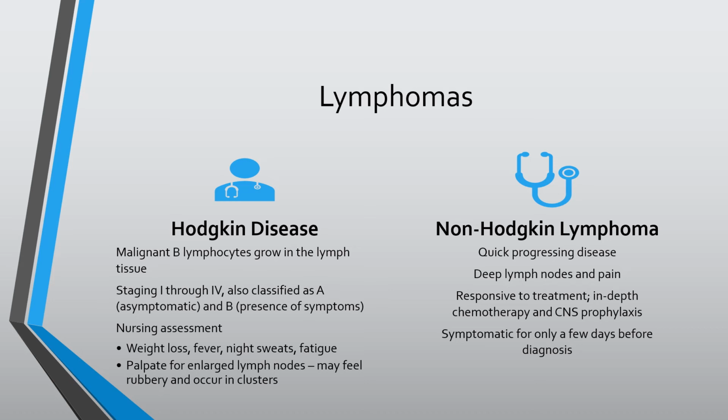Hodgkin's disease is a neoplastic disease that originates in the lymphoid system. It can metastasize to the liver, the spleen, and the bone marrow. There's usually staging that occurs, staging 1 through 4, also classified as A, or asymptomatic, or B, the presence of symptoms. Signs and symptoms include weight loss, fever, night sweats, fatigue. When you palpate an enlarged lymph node that may feel rubbery and clustered, that is a very classic symptom of Hodgkin's disease. Non-Hodgkin's is about 60% of our pediatric lymphomas.